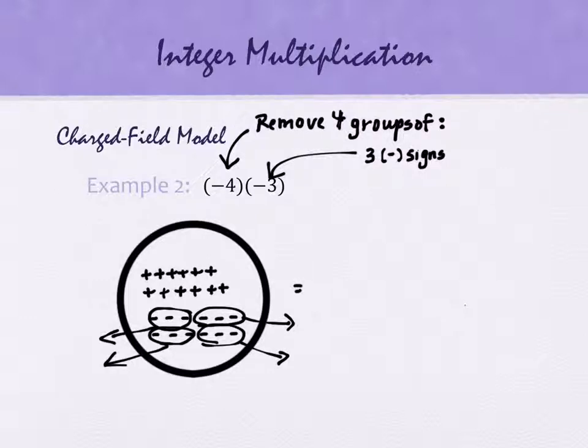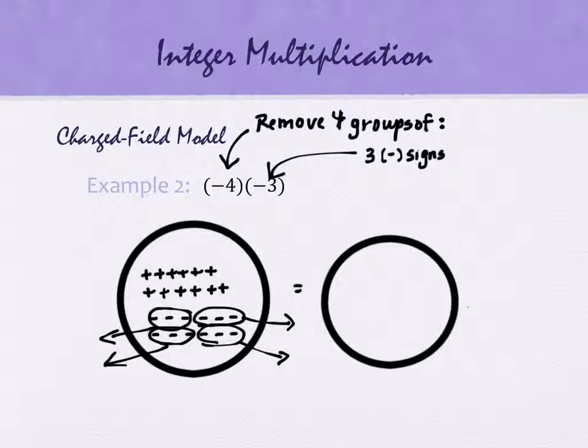And that gives me a circle with what in it when I'm done? 12 positives. For a value of positive 12 as my answer.